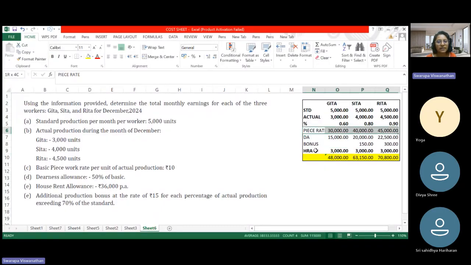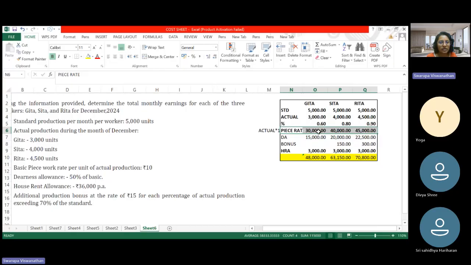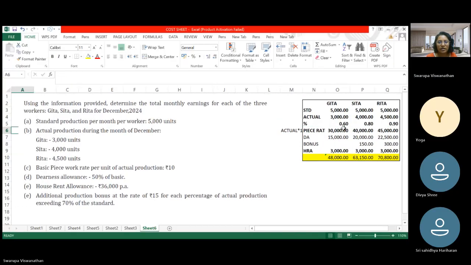Piece rate is actual production into 10 rupees piece rate. This is a very simple question actually. So the DA is 50% of piece rate: 50% of 30,000, 50% of 40,000 and 50% of 45,000.